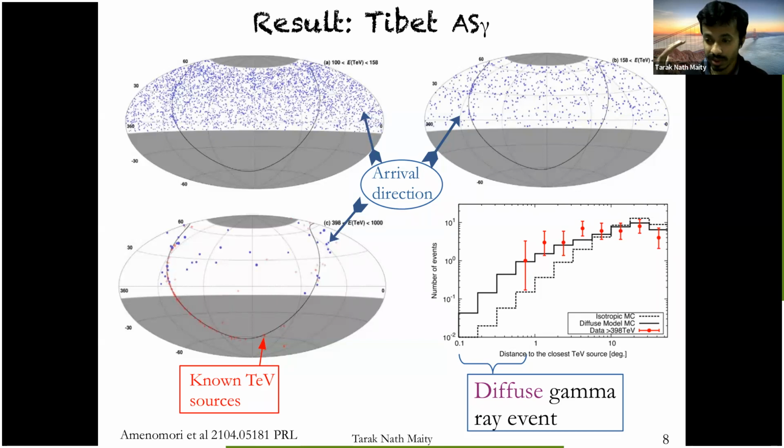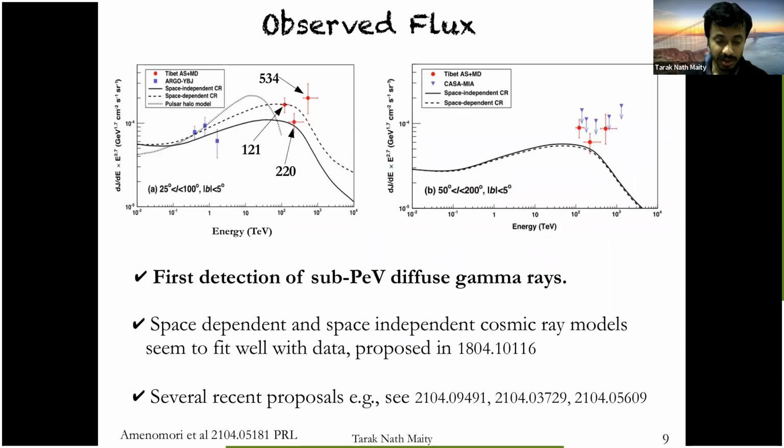So what Tibet has observed is the gamma rays, and the gamma ray events that they are observing are not associated with any sources. So that's why they call it diffuse gamma ray events. Now, the next question one may ask is, what is the gamma ray flux that they have observed? For that, this is how the collaboration has presented their result.